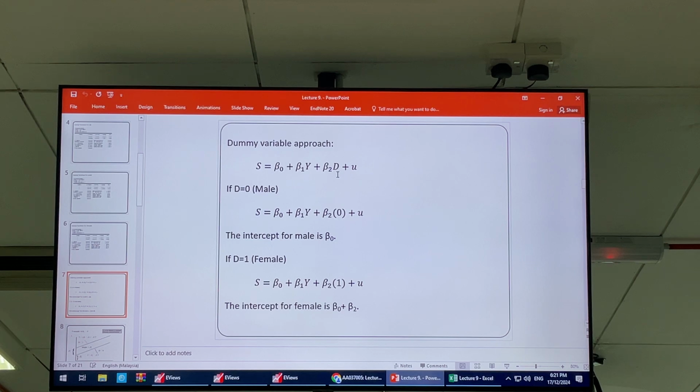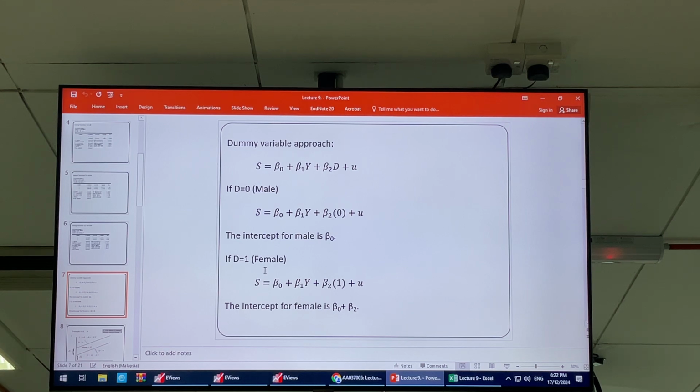So D is equal to 1 if the data belongs to female, and it is 0 if not. If not means male. So for the case of male, D equals 0. So our model reduces to beta 0 plus beta 1 times income, because the dummy term is 0 already. So beta 0 represents the saving when income is 0, for the case of male.